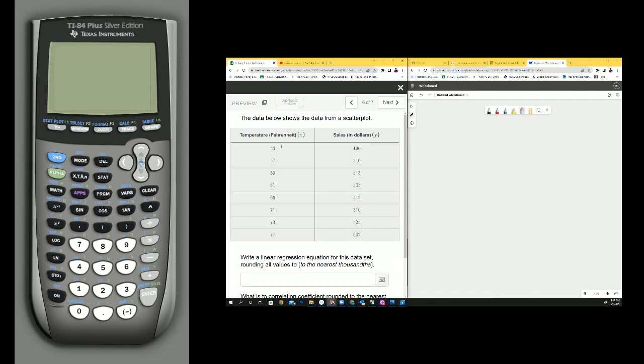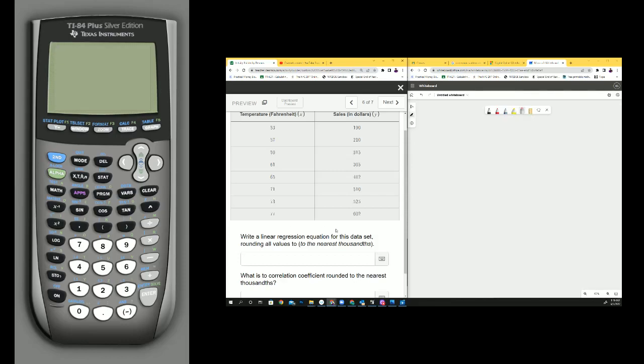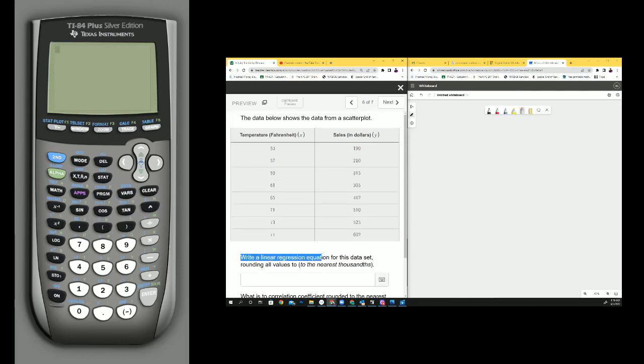So when it was 53 degrees, the store made $190. When it was 57 degrees, the store made $210. So the first thing we want to do is write a linear regression equation for this data set. We want to figure out what's the equation that would represent a line of best fit.